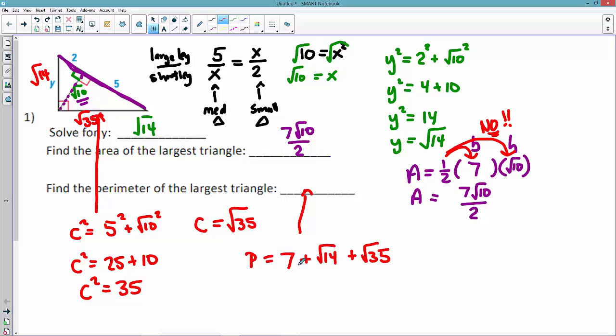You cannot, these are not like terms. They don't have the same square root. You can't do anything very fancy. So get used to that. That's okay. That's the perimeter of that problem. Okay, let's go to problem 2. Oh, by the way, area, sorry.